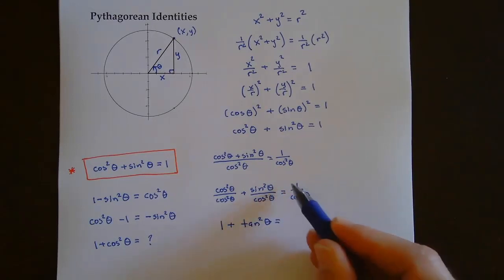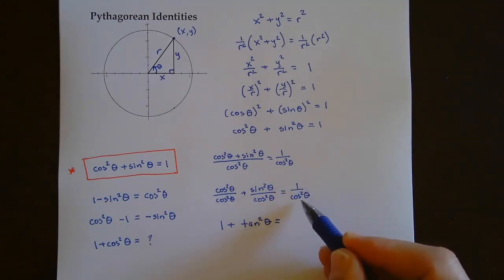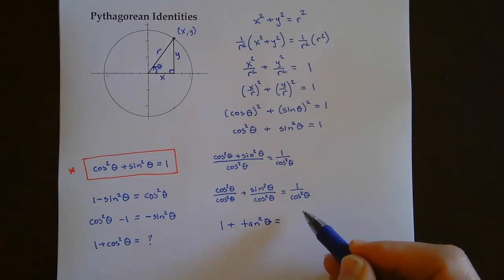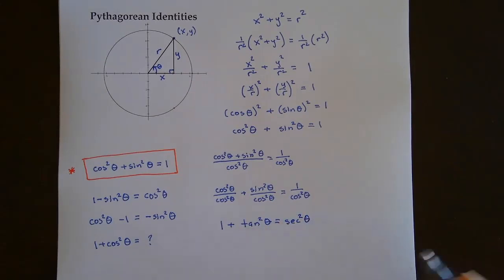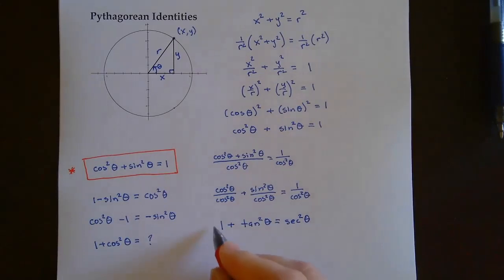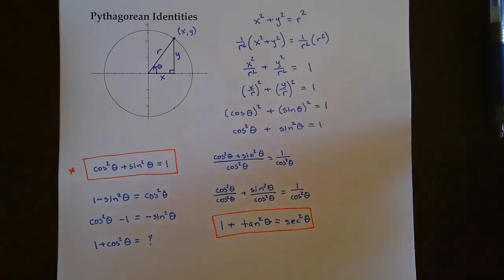So like we did over here, we could write this as one fraction being squared, and we'd have 1 over cosine theta. But 1 over cosine theta is a reciprocal identity. That's secant theta. So this becomes secant squared theta, okay? And this is the second Pythagorean identity that you need to know. So 1 plus tan squared theta is equal to secant squared theta.